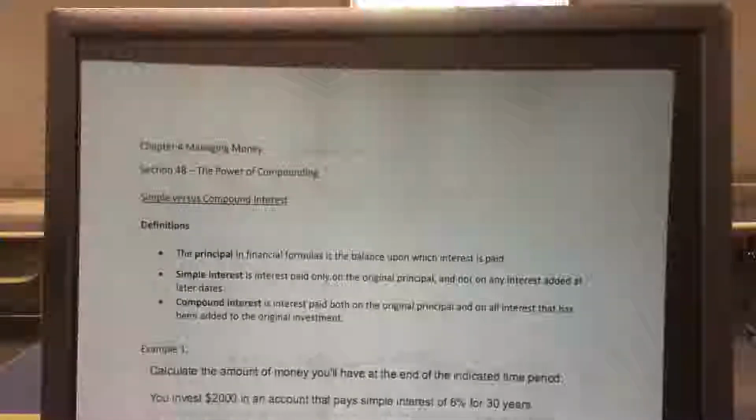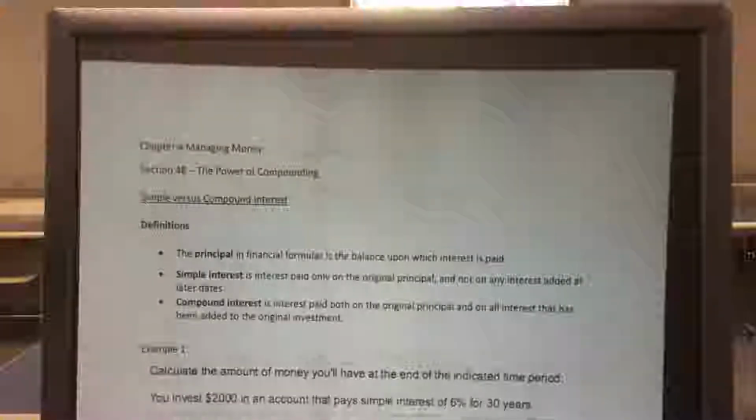The definition here for a principal is the balance upon which interest is paid. That's used in most financial formulas here. So it's going to be the balance on which the interest will be paid. It's going to be the amount that you invest or the amount that you borrow.